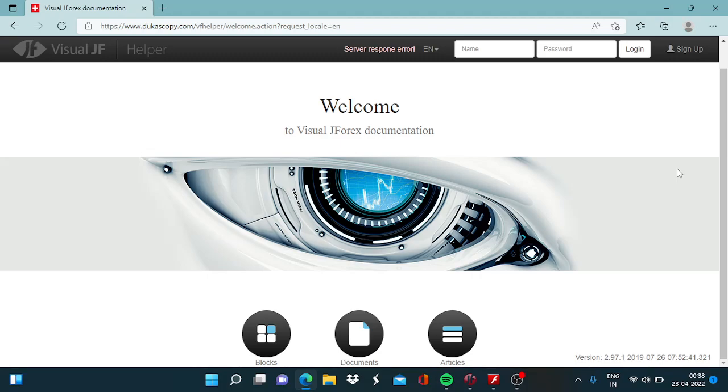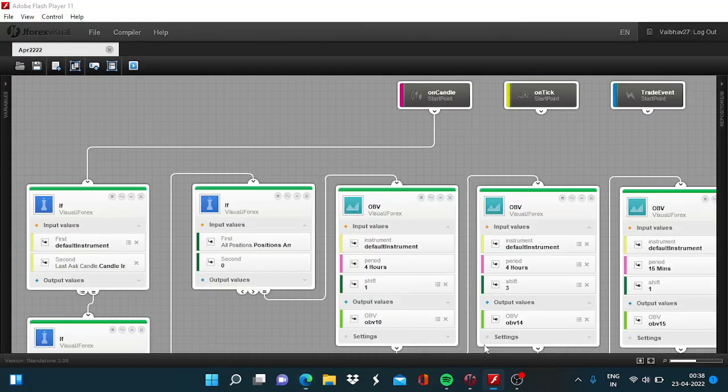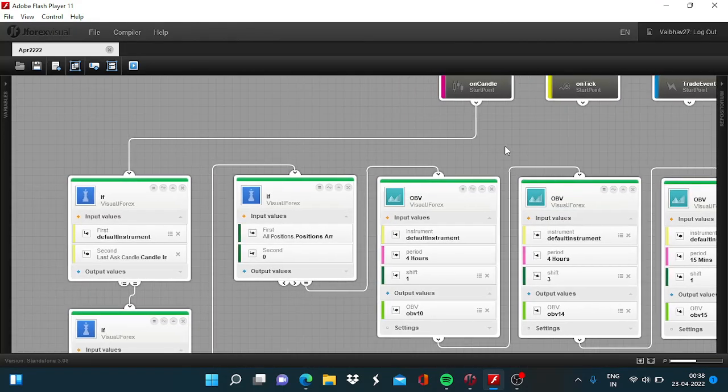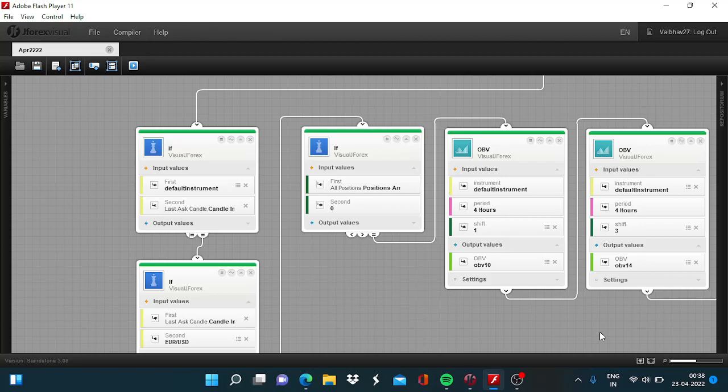Myself, Vaibhav. I welcome all of you to today's session of Visual JForex, in which we will continue our work using the indicator on balance volume, which shortly is well known as OBV. This is the second part of this series involving this indicator, and today we will be looking to build the buy side of the equation. We will see how we can implement the logic which I had discussed in the last session to execute the buy trades in a profitable manner.